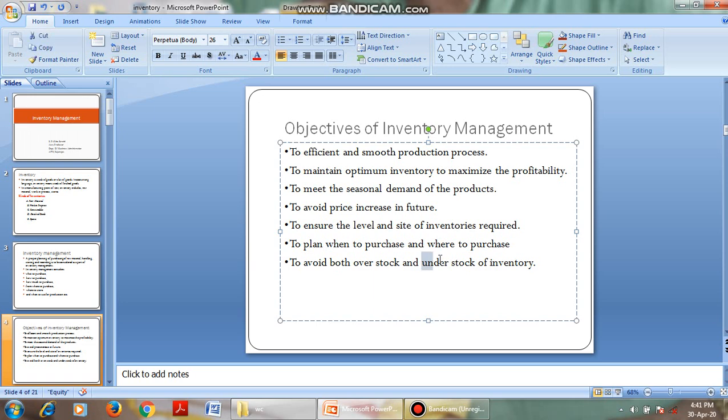Whatever is required, we have to purchase. It should not be overstock. That is, we require 100 bags, we will purchase 105 or 110 bags. Why? Because that is safety stock. If suddenly something has happened, this safety stock can be used. And if you purchase 150 bags, this 50 is overstock. If you purchase 70 bags, that 30 is understock.